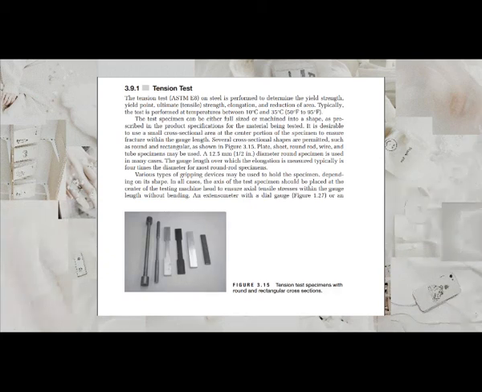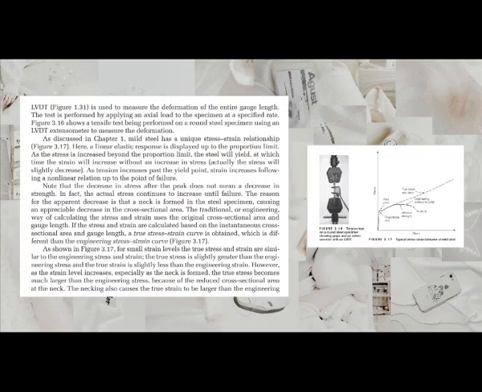Various types of gripping devices may be used to hold the specimen, depending on its shape. In all cases, the axis of the test specimen should be placed at the center of the testing machine head to ensure axial tensile stresses within the gauge length without bending. An extensometer with a dial gauge, Figure 1.27, or an LVDT, Figure 1.31, is used to measure the deformation of the entire gauge length.